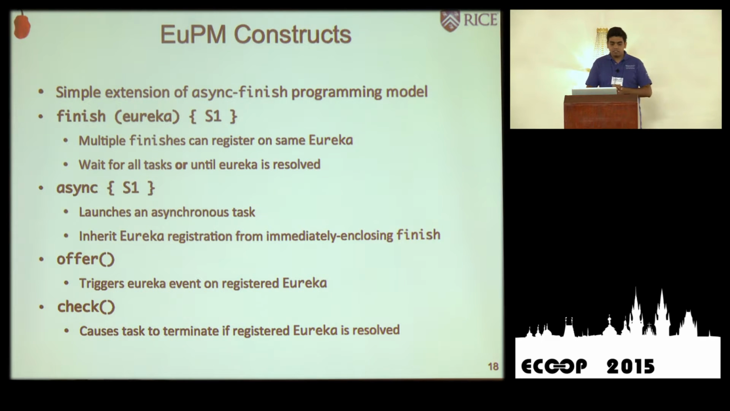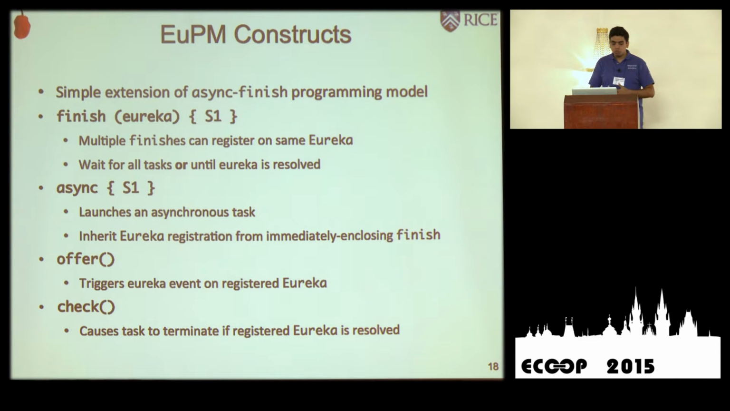So what are the extensions that we have? The finish that I showed earlier, the only extension to the finish construct will be that we have a new Eureka construct that we can register on a finish. So in this case, we have this finish, and then you register the Eureka, and then you have the body that you want to execute. And so all the statements that execute inside this finish scope are going to be automatically registered on the Eureka instance that we pass to the finish. There is no change to the async statement. That's because every async runs inside some finish. So if a Eureka is registered on a finish, the async can inherit that registration of the Eureka.